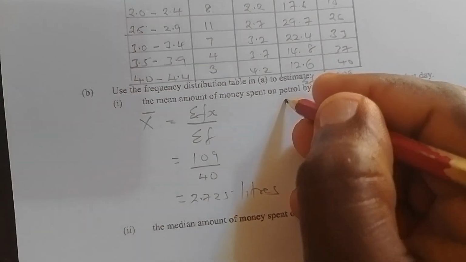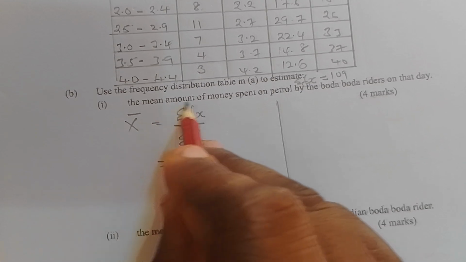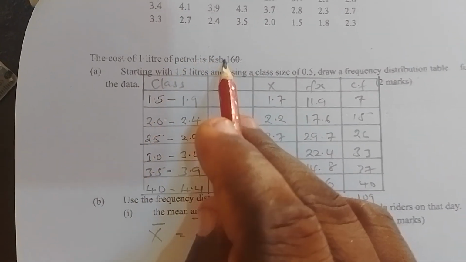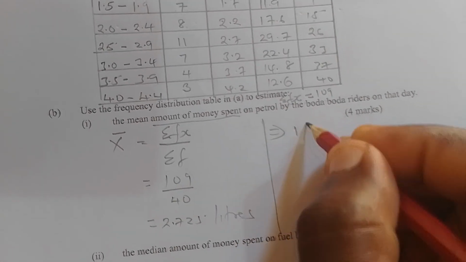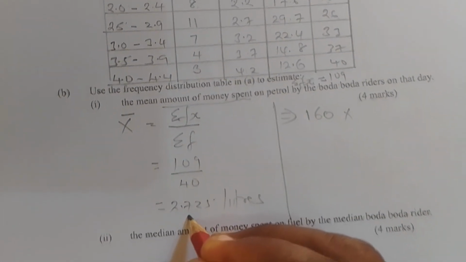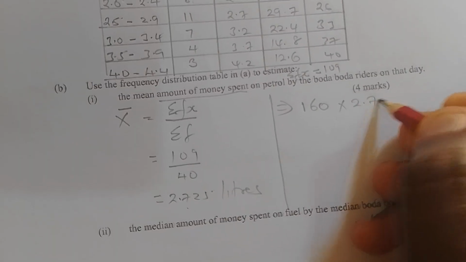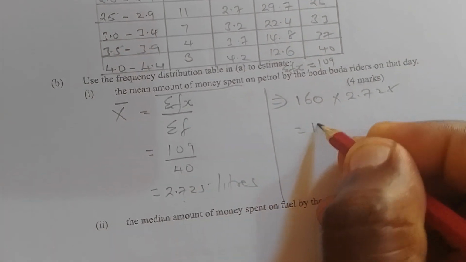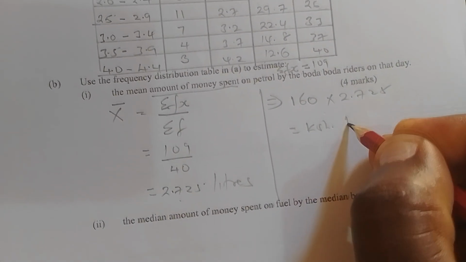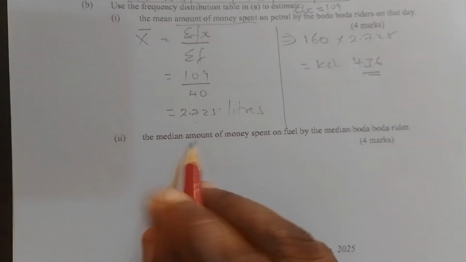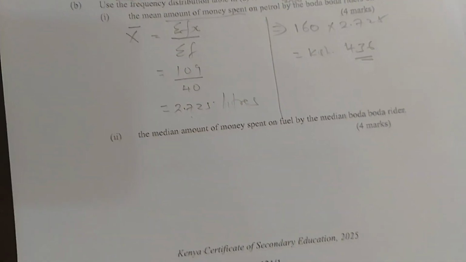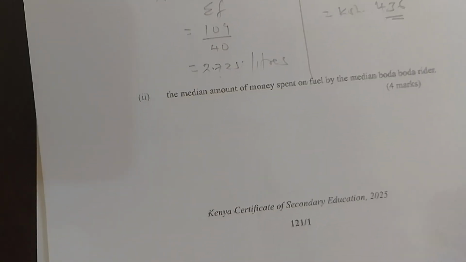But remember, it's the mean amount of money spent. So if the cost of 1 liter of petrol is 160, then we shall just take the cost of 1 liter times this number of liters, 2.725, and that will give us Kenya shillings 436.